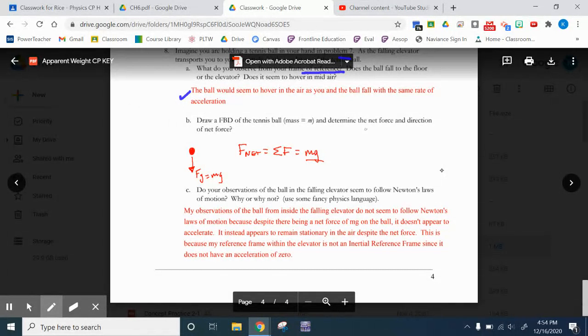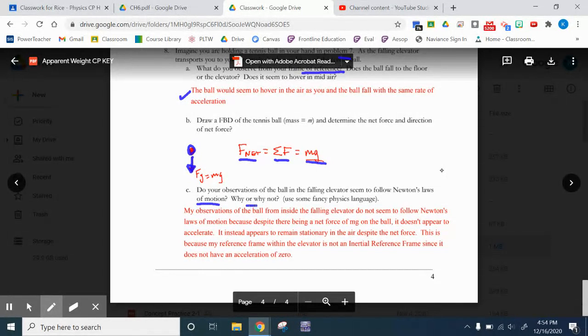Draw a free body diagram of the tennis ball. Well, there's the tennis ball, and the only thing acting on it is gravity. So the net force is the sum of the forces, which is mg. So it does have a net force of mg on it. So does your observation of the ball in the falling elevator seem to follow Newton's laws?